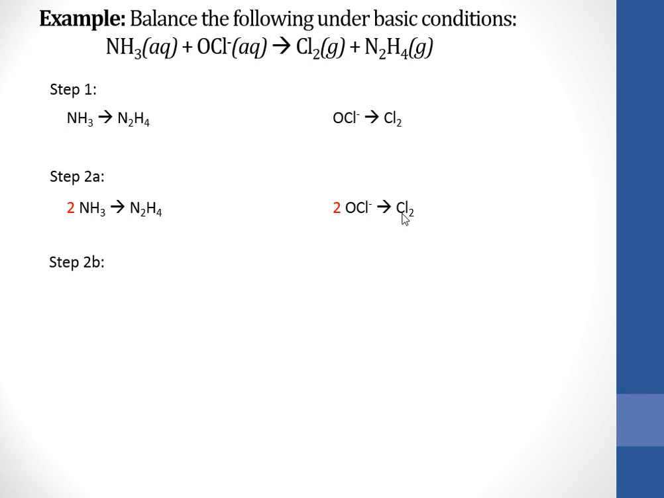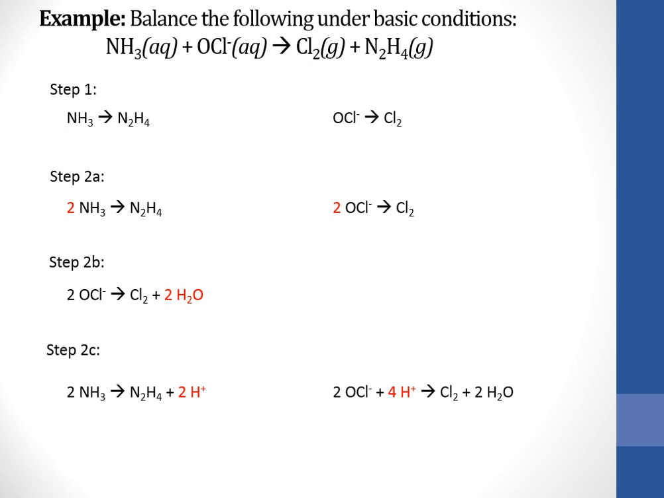In step 2b, we now need to add waters to the sides of the reactions that are deficient in oxygen. In the first half reaction, there is no oxygen on the reactants or the product side, so this step is not needed. But in the second half reaction, we need to add 2 waters to the product side to balance the 2 oxygens found in the OCl-.